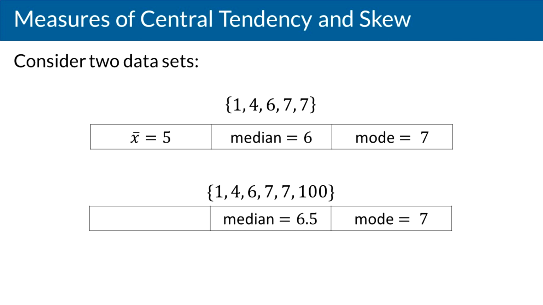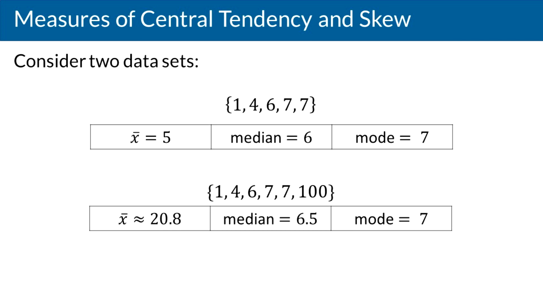If I were to determine the median and the mode for this data set, we'll notice that not much has changed. The median has shifted slightly to 6.5, and the mode of the data set is still 7. However, when I determine the mean of the data set, I see that it has skyrocketed up to 20.8 approximately. There's a significant shift here due to the addition of the number 100 to the dataset.